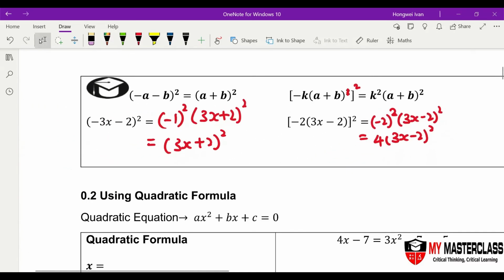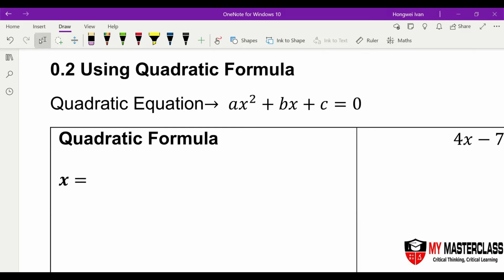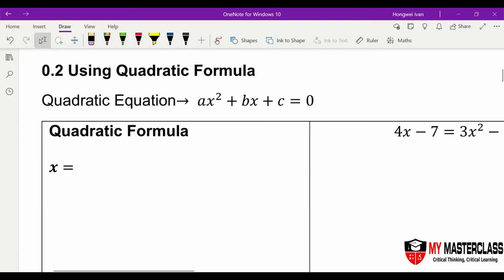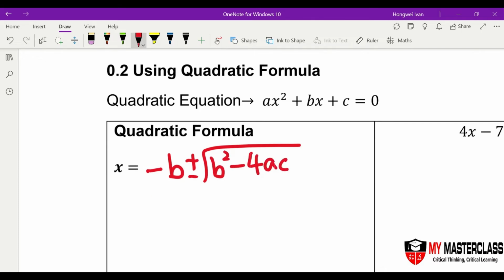Next thing is called the quadratic formula. Some of you have learned it in Sec 2. Most of you who did my bridge head start already know. If you are given ax squared plus bx plus c equals 0, there's a quadratic formula you learned before in Sec 2. x equals negative b plus minus square root of, Kevin, what's inside? b squared minus 4ac. Very good. And this is not given, over 2a.